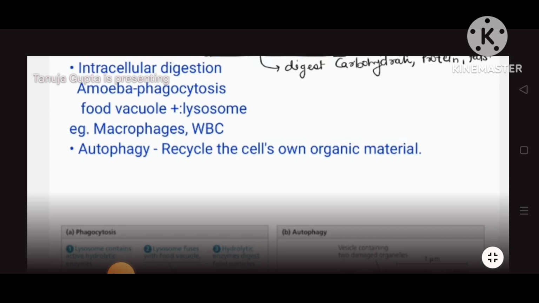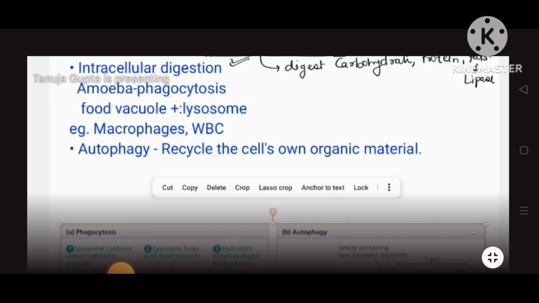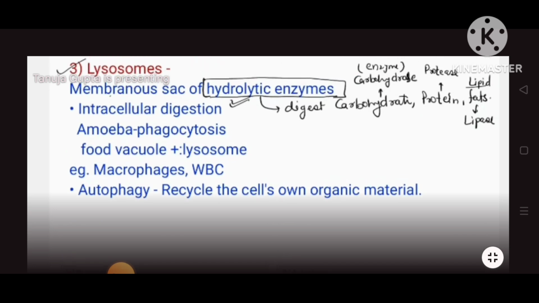For protein digestion, protease enzyme is there. For lipid, I mean, fat is also called lipid. So for this, lipase is there. So this hydrolytic enzyme is a combination of carbohydrase, protease and lipase as well. Okay, what are the functions of it?